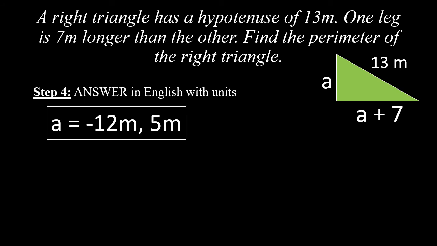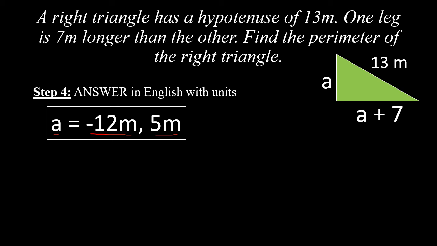Okay, so now we can move into our last step, which is, of course, to answer in English with units. So if you remember from our previous slide, we solved for a, and we got that a equaled -12 or 5. And -12 what and 5 what? Meters. This question was asked using the unit meters. So we need to remember to use that in our interpretation.